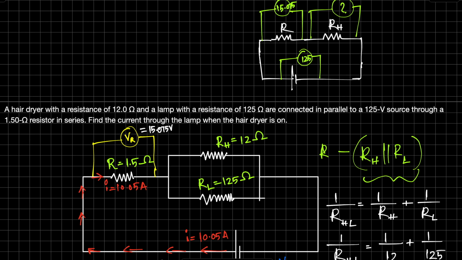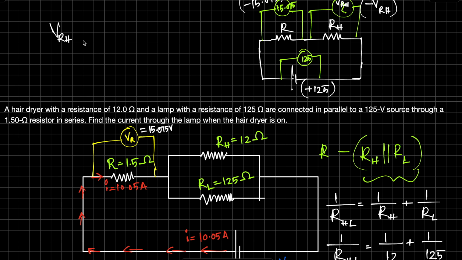Let's say VRH is the voltage drop across resistor RH. How do you find that? According to Kirchhoff's voltage rule, the total voltage in a loop is equal to 0. So the battery is providing 125, so this is plus 125. This is minus 15.075. This is minus VRH. We don't know the value, but it's minus because it's a voltage drop.